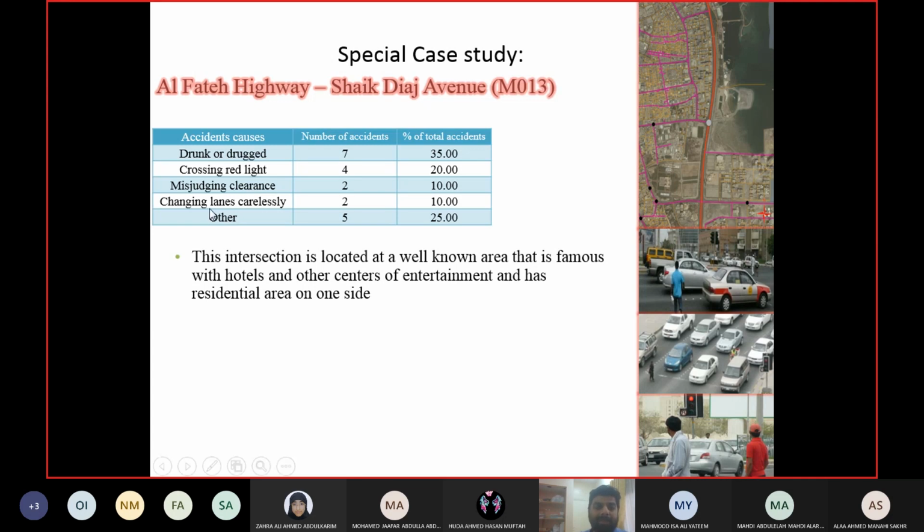We will look at the other things which we'll try to solve with the intersection design. We will look at the other reasons and try to solve them by suggesting something in the design of the intersection. First of all, crossing red light. Keep in mind we have these 3 reasons to take care of: crossing red light, misjudging clearance, and changing lanes carelessly.